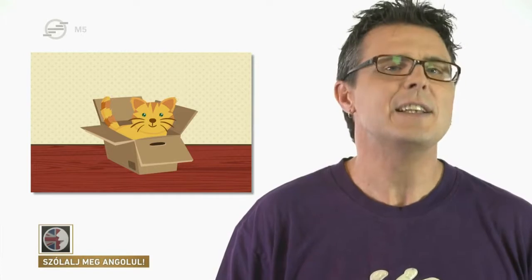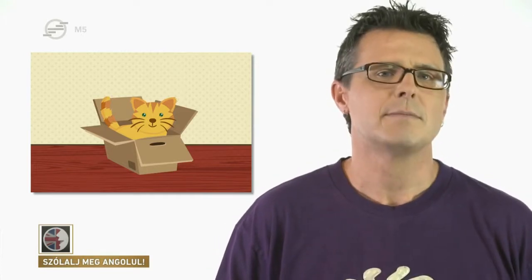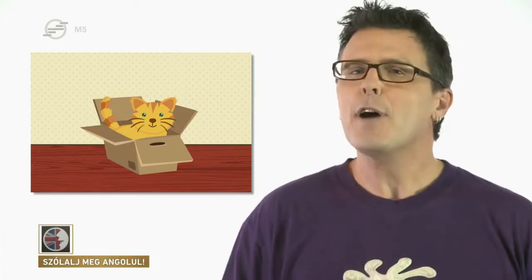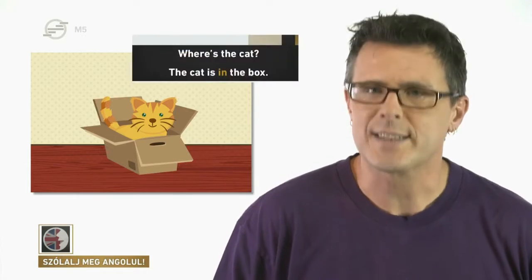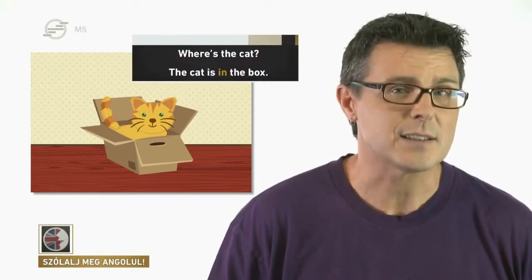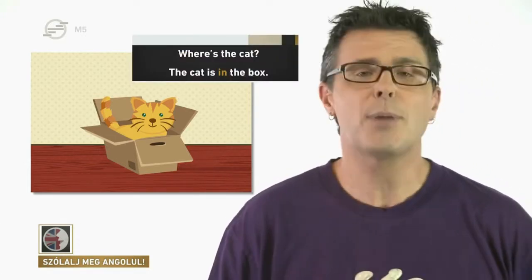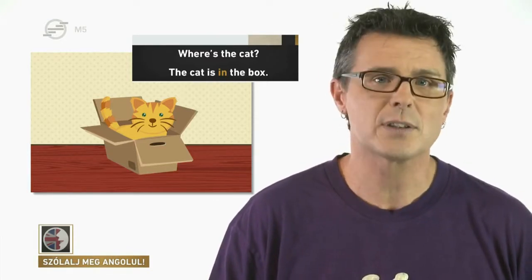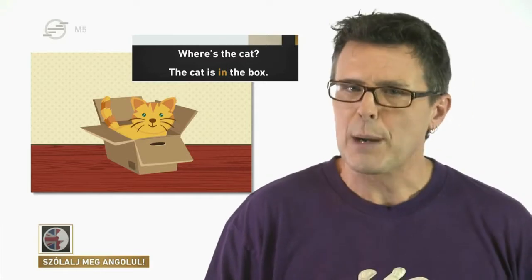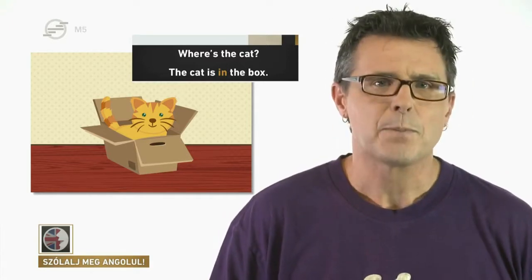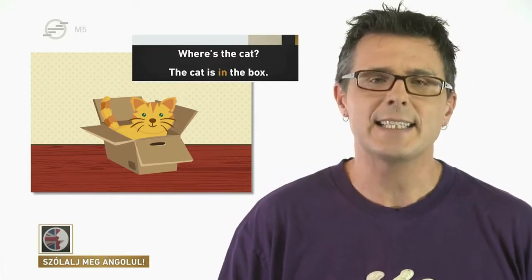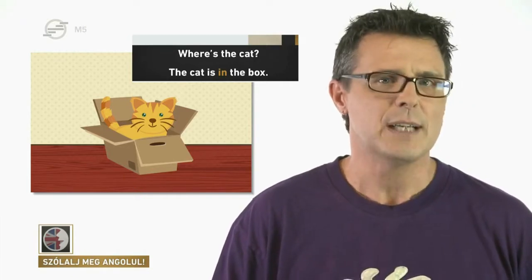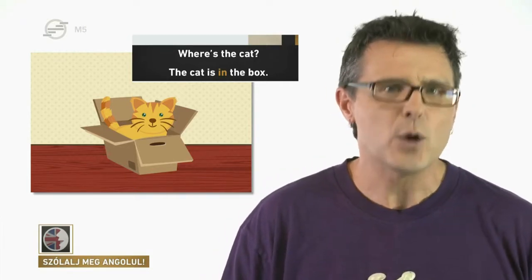Now, take a look at this photo. We've seen this preposition before. Now, if I ask the question, where's the cat? You know the answer. The cat is in the box. Correct. The cat is sitting in the box. We're using the preposition of place, in. This shows that the cat is in one position. It's not moving, it's in one place.